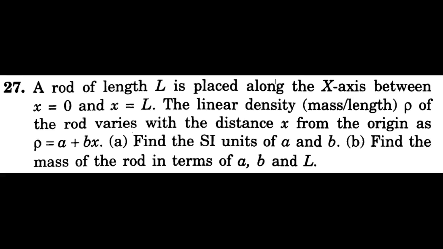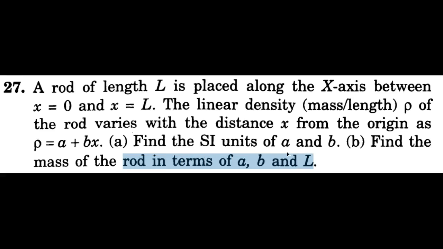A rod of length L is placed along the x-axis between x equal to 0 and x equal to L. It is given that the linear density, which is mass per unit length, rho of the rod varies with distance x from the origin. Just remember this is varying from the origin as rho equal to A plus bx. Find the SI units of A and B. Anyone can calculate this. This is a simple question. Find the mass of the rod in terms of A, B, L.